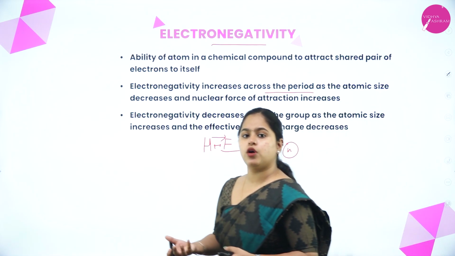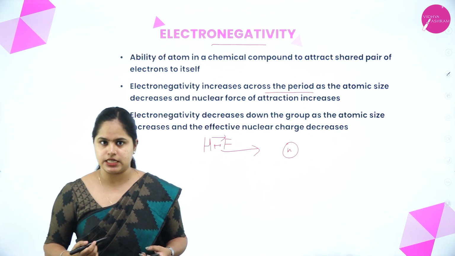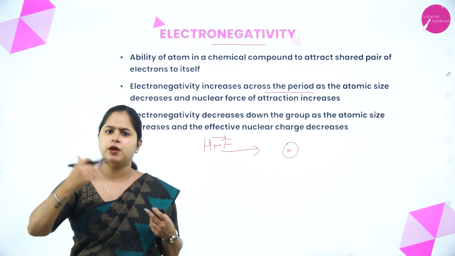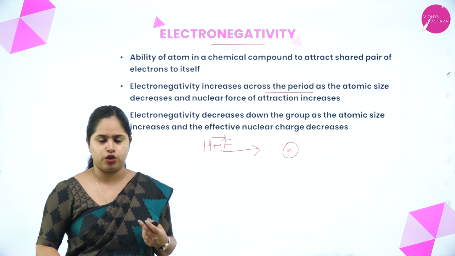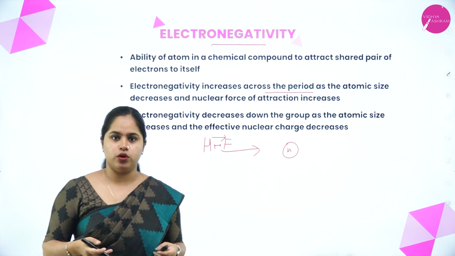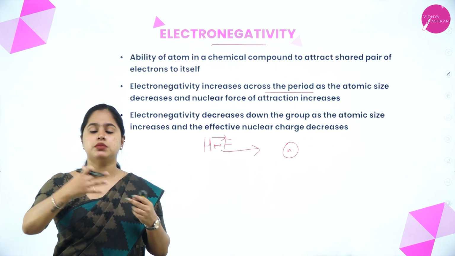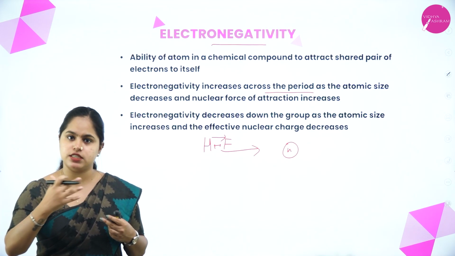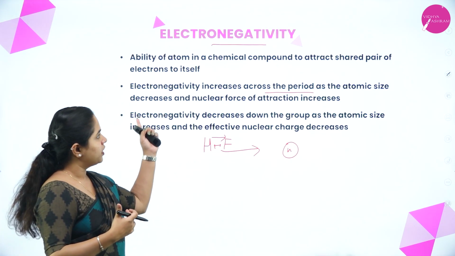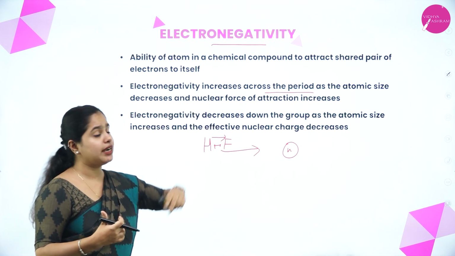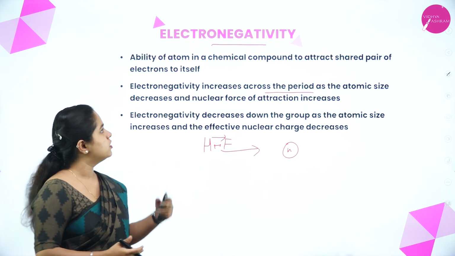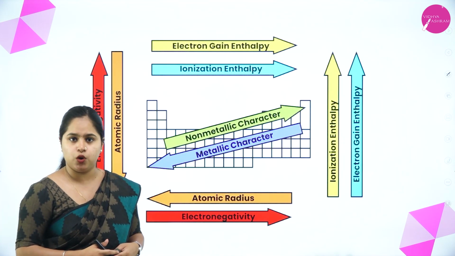We know that as we move down the group, the atomic size increases. So, from the nucleus to the outermost shell, the attraction will be very, very less as we move down the group. Hence the electronegativity will also be less, because now the attraction between the nucleus and the electron is very less and they are very loosely bound to the nucleus. So, the strength at which it can attract the shared pair of electrons will become less and less as we move down the group. So, this is about electronegativity. I hope it is clear.